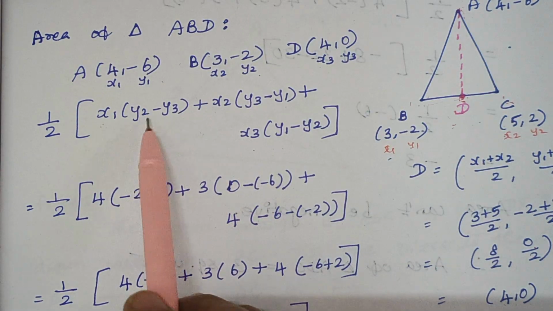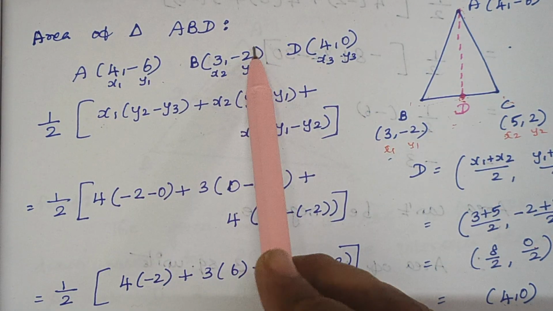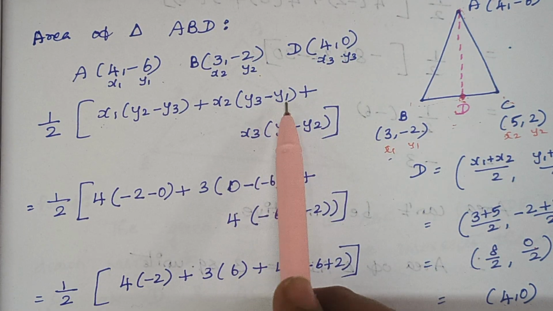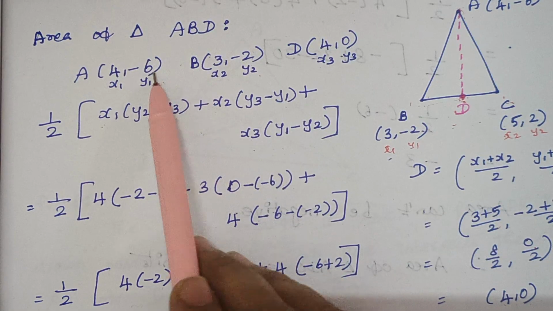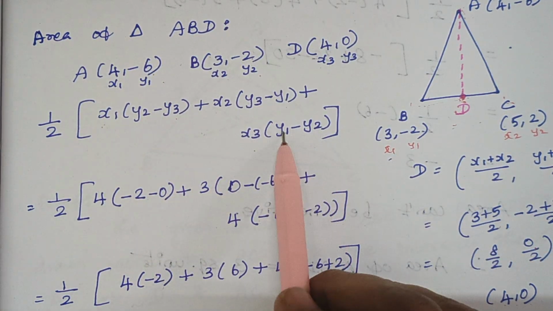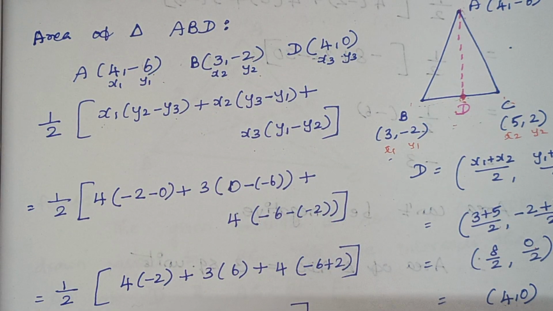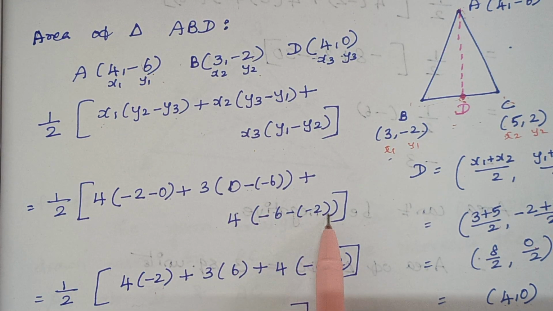The remaining terms are y2 minus y3, so minus 2 minus 0. The next thing is y3 minus y1, 0 minus of minus 6. And the next is y1 minus y2, so minus 6 minus of minus 2. Here minus 2 minus 0 is minus 2, and 0 minus of minus 6 is nothing but 0 plus 6, which is 6, and minus 6 minus of minus 2 is minus 6 plus 2. Therefore here it is minus 4.